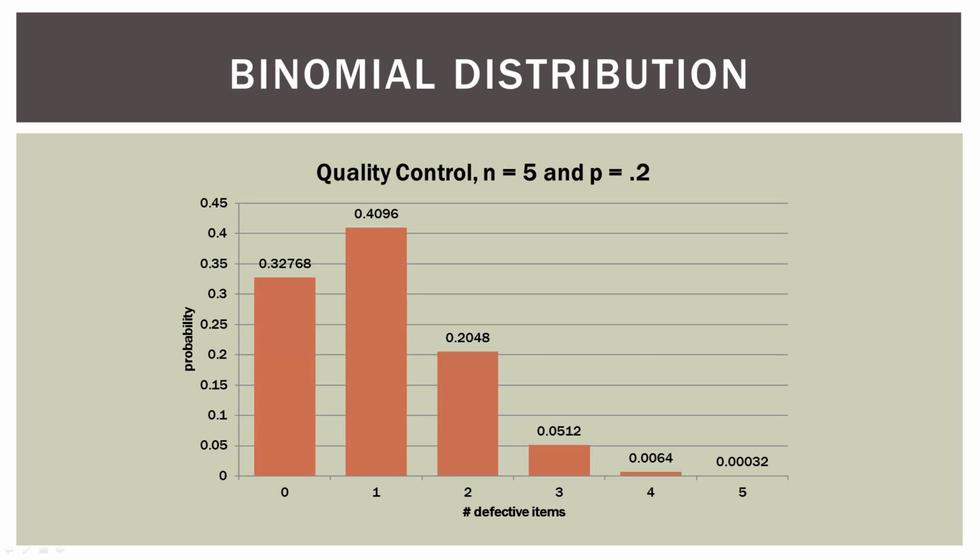So let's look at this in a chart. So here's our quality control. Remember, our defect rate was 0.2, so that's actually a success. That's P. And N was our number of trials. So along the left-hand side, we have probability. And along the bottom, we have the number of defective items, because that's our success. So 0 defective items, 0.32768. 1 defective item, 0.4096, and then so on and so forth. So this right here is the graph of our discrete probability distribution, our binomial distribution for our quality control problem.